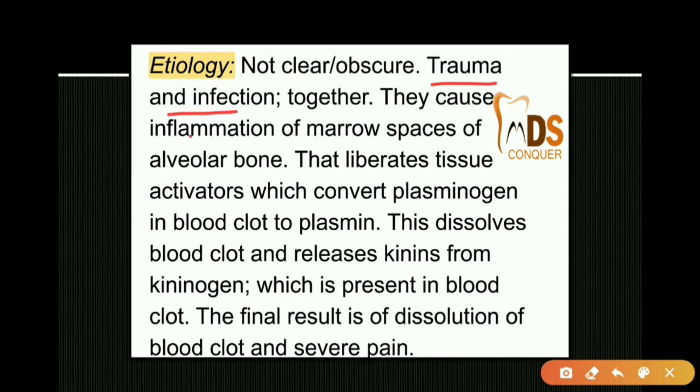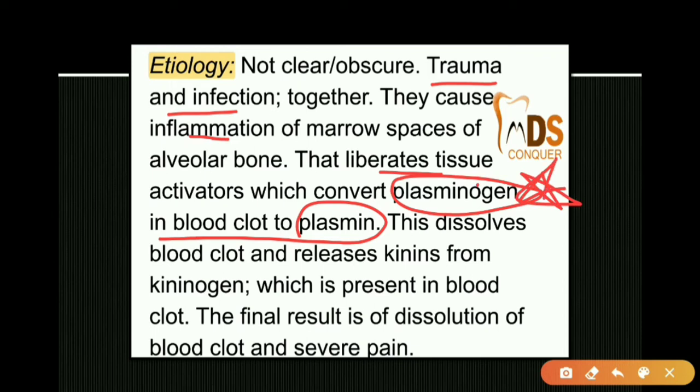They will cause inflammation of the alveolar bone marrow spaces, so that they will liberate tissue activators, which convert the plasminogen in the blood clot to plasmin. Okay, this is very important. Plasminogen is converted into plasmin, and this dissolves the blood clot and releases kinins from the kininogen, which is present in the blood clot. So why does the blood clot disappear? Because plasmin dissolves the blood clot and releases kinins from the kininogen present in the blood clot.